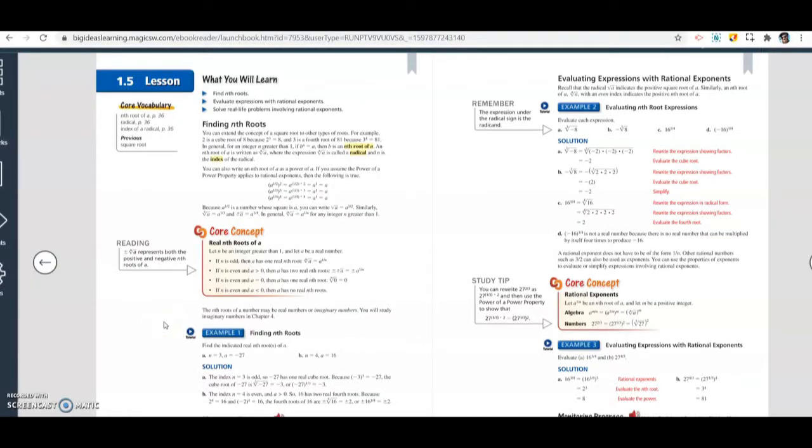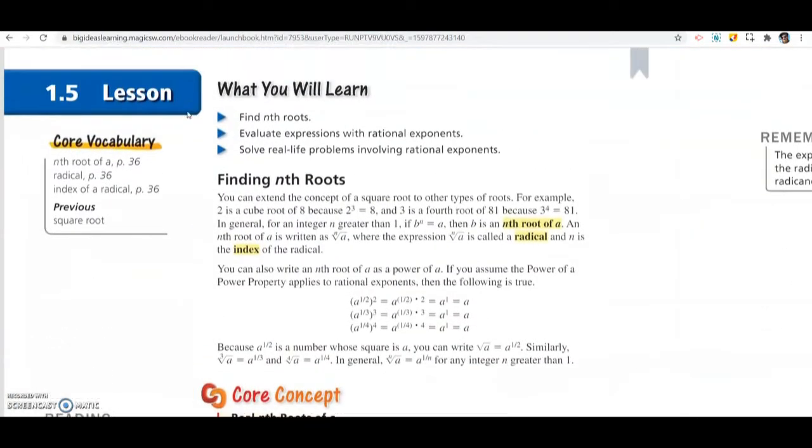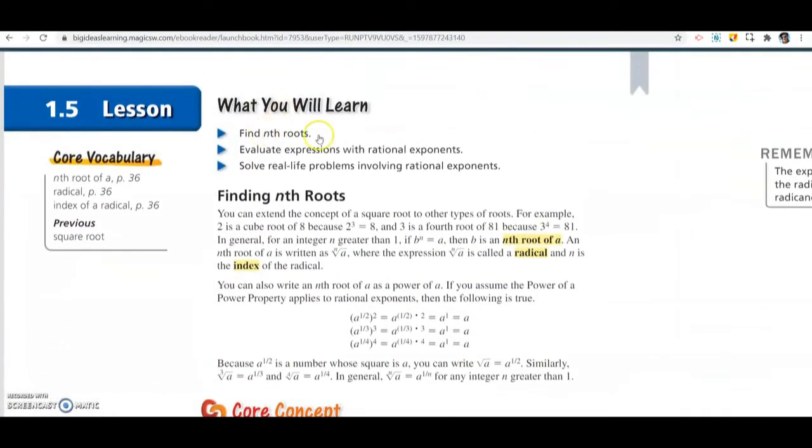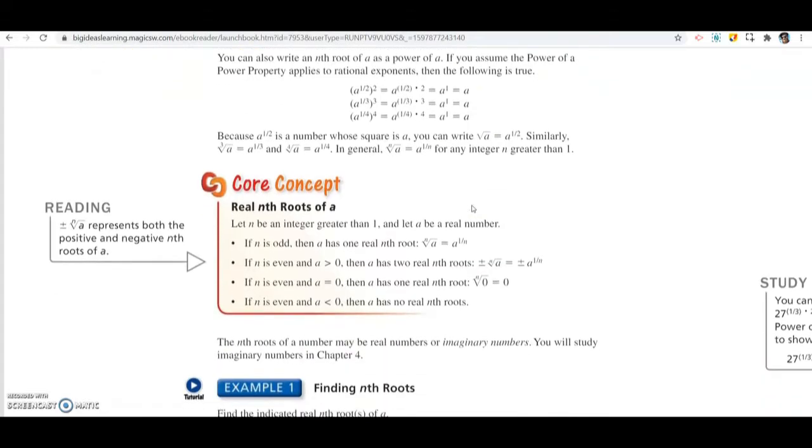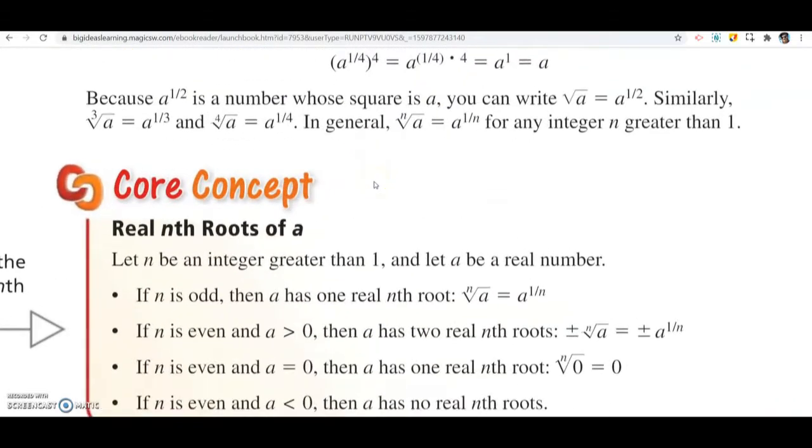Alright students, this video is going to talk about section 1.5 for Math 2. This is nth roots and what they call rational exponents. Now first, a rational number is just a fraction. So all we're talking about is fractional exponents, and nth roots are the same thing. These are one and the same thing. We're going to skip over that part right there and jump to the core concept.